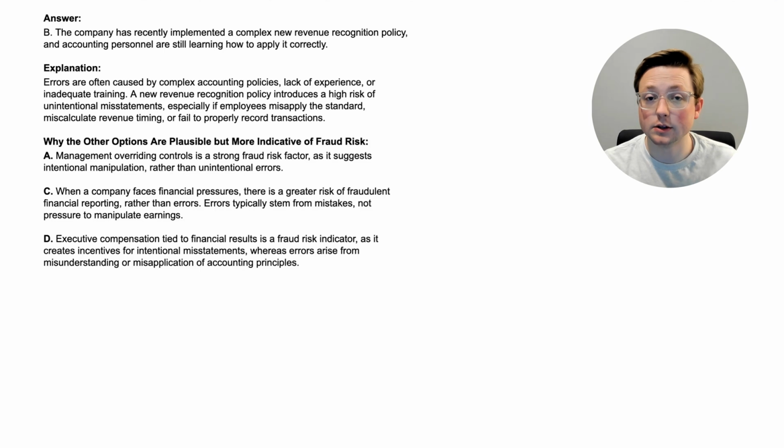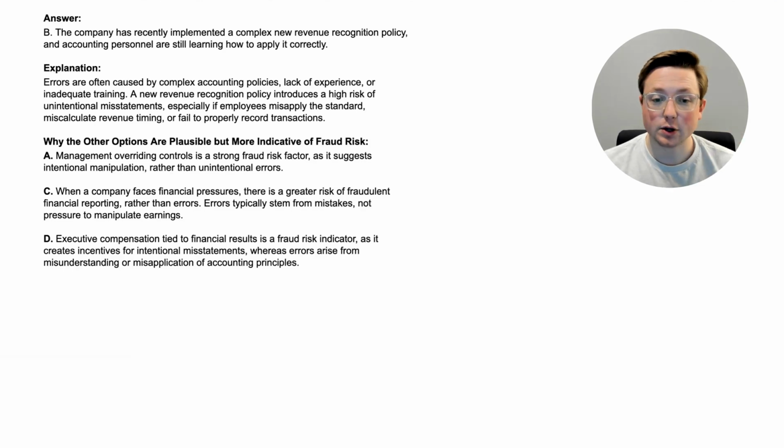So auditors need to not only be looking for things that could indicate fraud or make fraud more likely, but also need to be looking for things that would more likely cause errors in the company and how they run their accounting and everything like that. Because fraud is on purpose, error is by mistake. Let's walk through the other options and why they're incorrect.